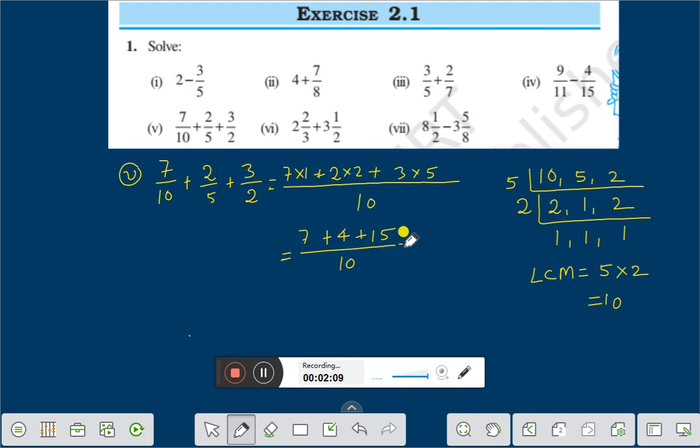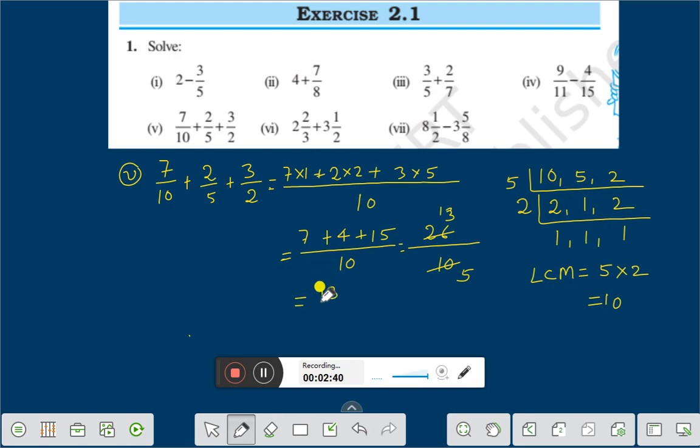Then we are getting 15 plus 4 is 19, 19 plus 7 is 26, 26 by 10. Now change it to lowest terms, divide it by 2, 2 fives are 10, 2 ones are 2, 2 thirteens are 26, that is 13 by 5. It comes to 13 by 5.